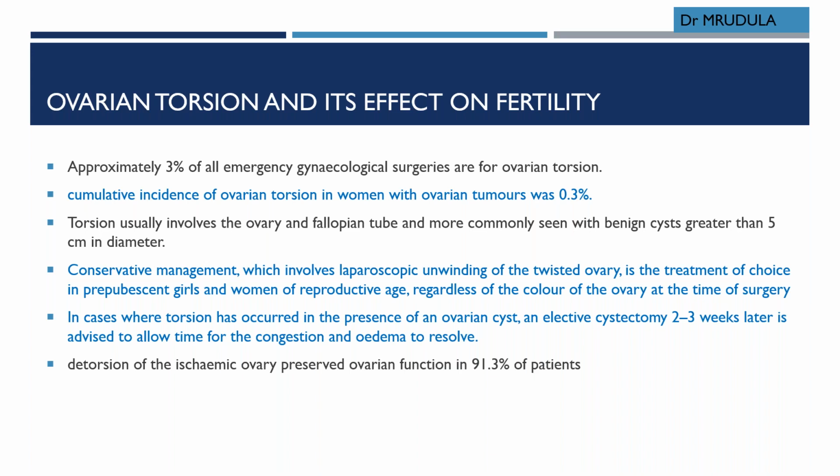Okay. So in cases where the torsion has occurred in the presence of an ovarian cyst, you can go for elective cystectomy 2 to 3 weeks later to allow time for the congestion and edema to resolve. Because if you do cystectomy on this distorted ovary, there is more chance that you will strip the cyst off, and in that you may also remove normal ovarian tissue. So it is better to do only untwisting and go for cystectomy 2 to 3 weeks later.